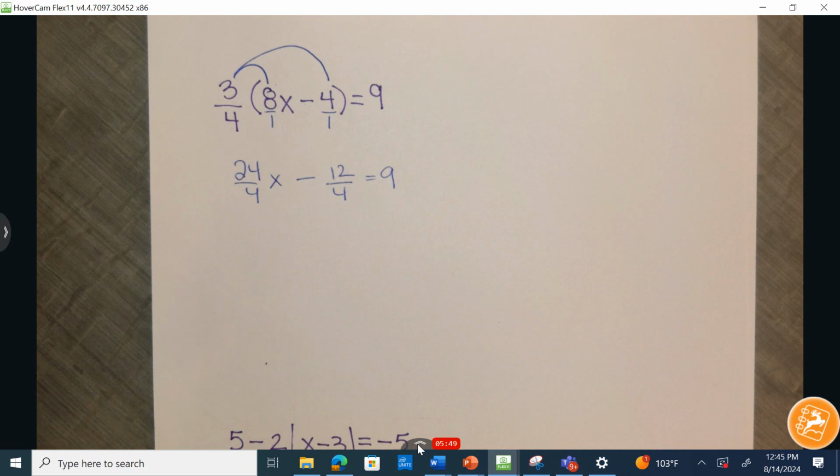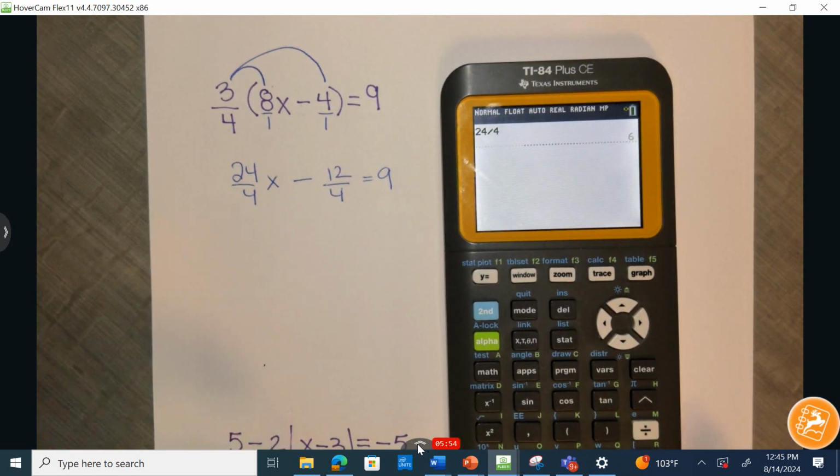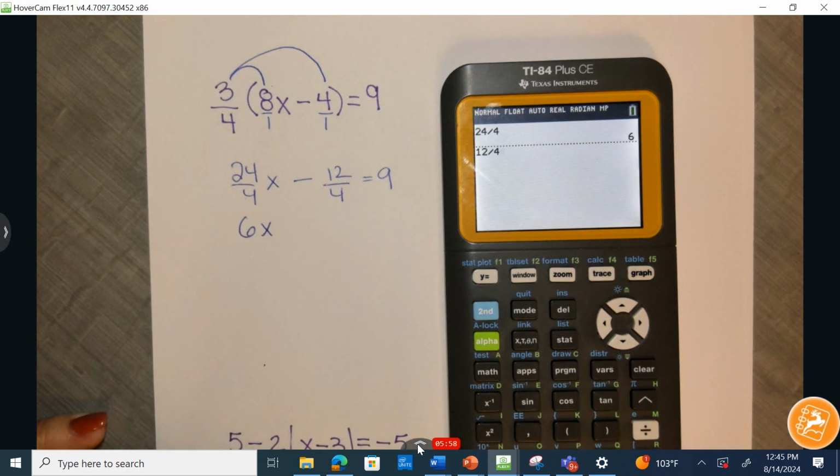Now let's see, can we reduce this? So if you know this mental math, go ahead. Otherwise, grab a calculator, and I can see 24 divided by 4 is the same as 6, and 12 divided by 4 is the same as 3.